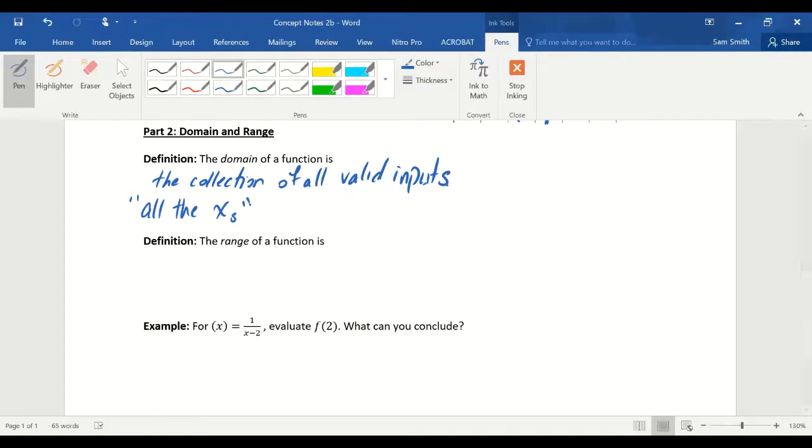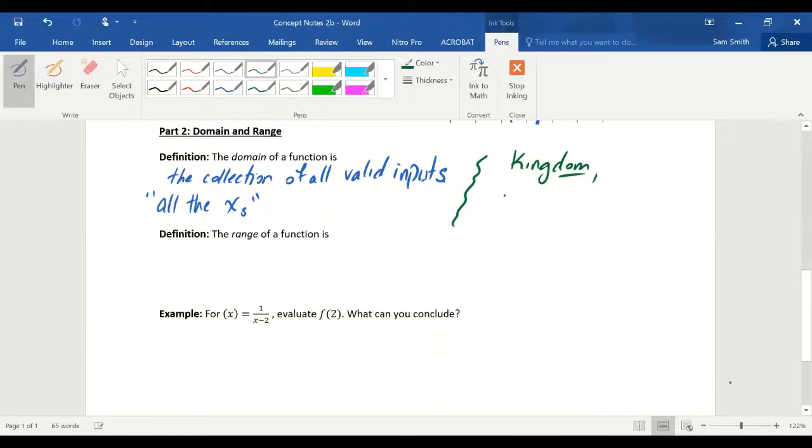All the x's, all the numbers that I could plug into this function. Now for me, I have a little bit of a taste for etymology and wordplay and things like that. So my mnemonic is for something like kingdom or something of that nature, maybe Dominion. If you're a Star Trek fan, Kingdom Hearts fans go with Kingdom, Star Trek fans go with Dominion.